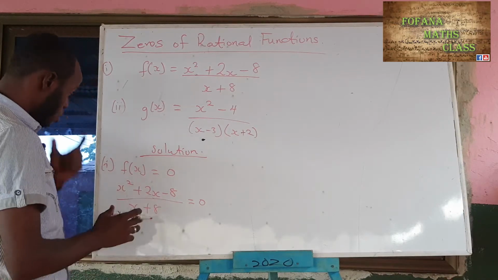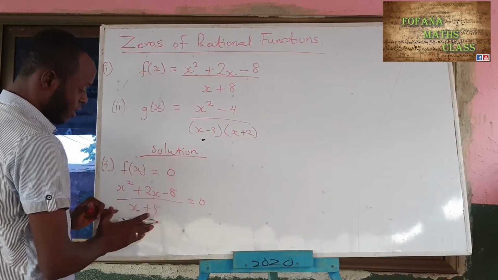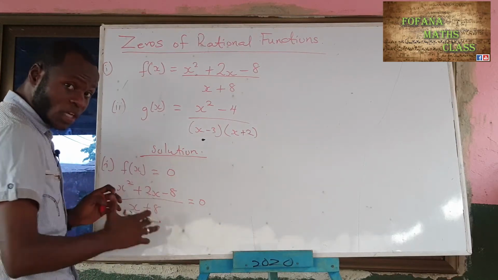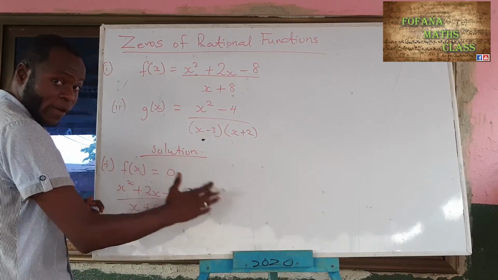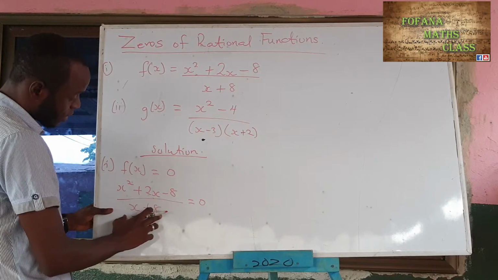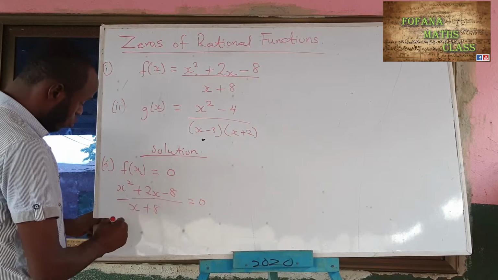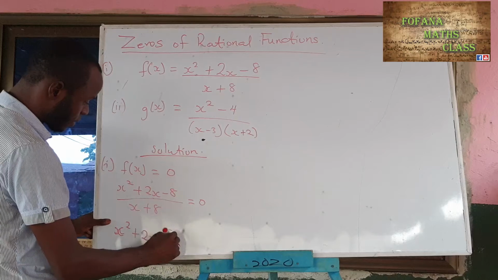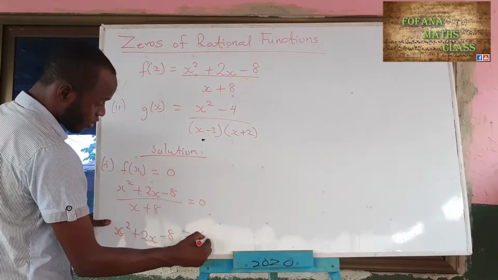Now here what we'll do is multiply both sides of the equation, the right hand side and the left hand side, by the denominator. In other words, we find the LCM, then we use the LCM to multiply, since we have a fraction here. The LCM will give us x plus 8. So if x plus 8 multiplies this side of the equation, we'll be left with x squared plus 2x minus 8 equal to, when x plus 8 also multiplies this 0, we will still have 0 over there.